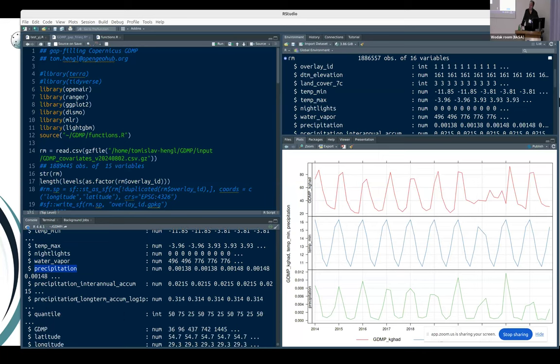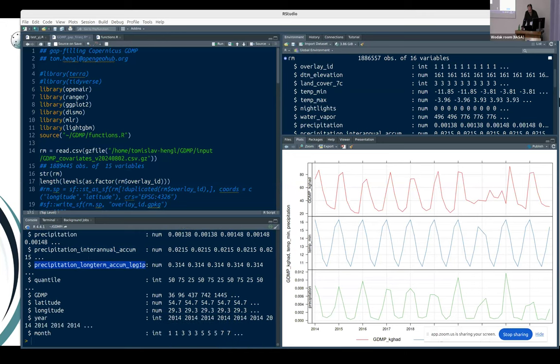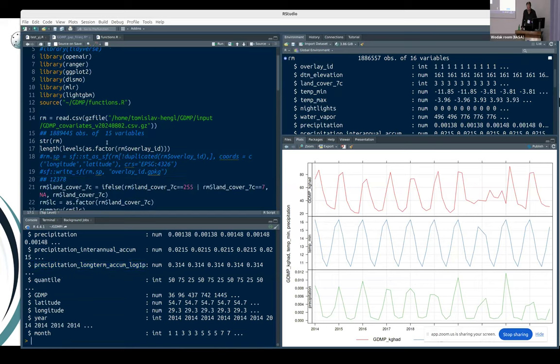It's an independent product. And we have precipitation from ERA 5. My colleague Serkan calculated the ERA 5 monthly 10 kilometer precipitation. It's probably the best still precipitation product. And here's the interannual accumulated precipitation, and this is the long-term accumulated precipitation with a log transformation because the values become very high. You can have like 100 million if you keep on summing up precipitation. So we decided to just do a log 1p. So these are the variables in this space-time regression matrix.